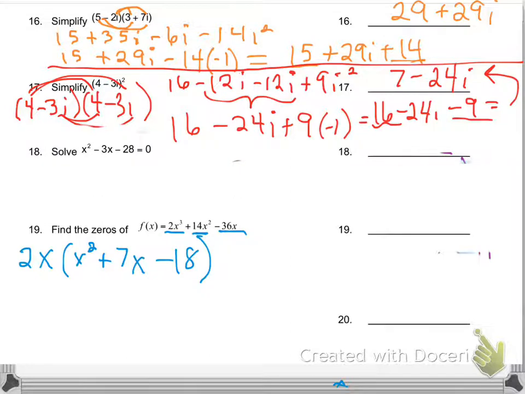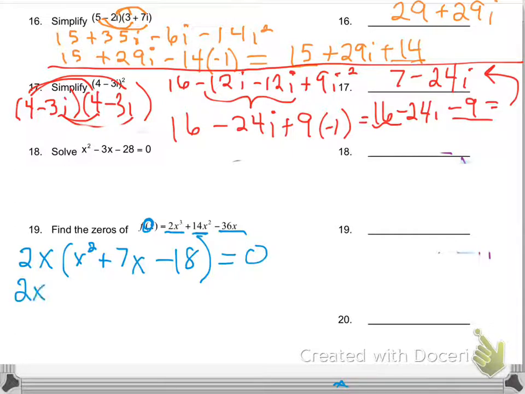Okay, when they say find the zeros, they're going to assume you're going to let f of x or y be 0. So this all equals 0. So I have two options here. I can use the quadratic, or I can use factoring. I'm going to use factoring on this one.